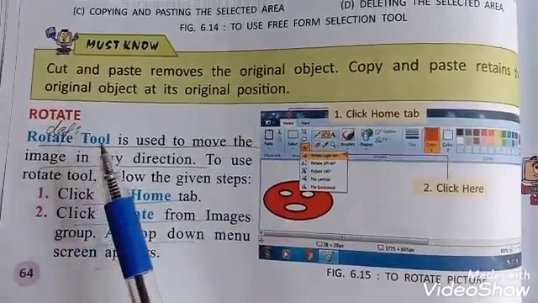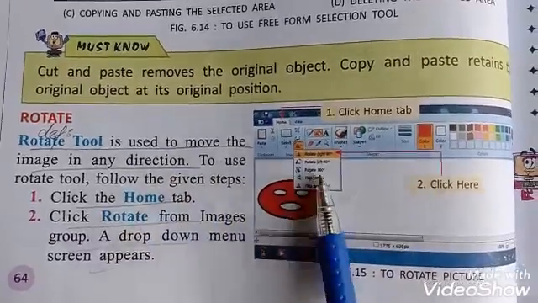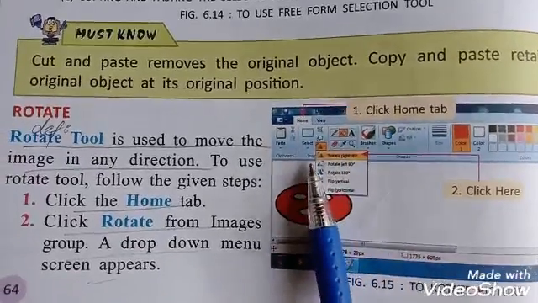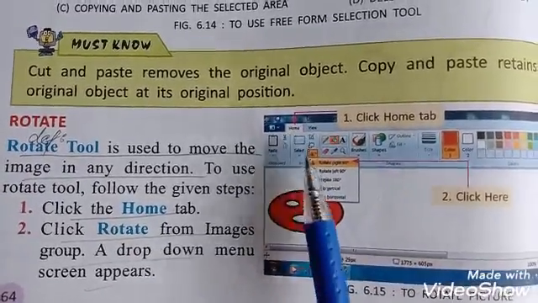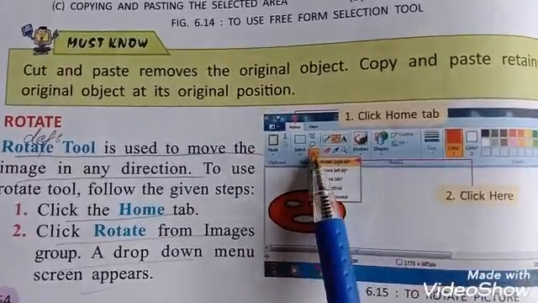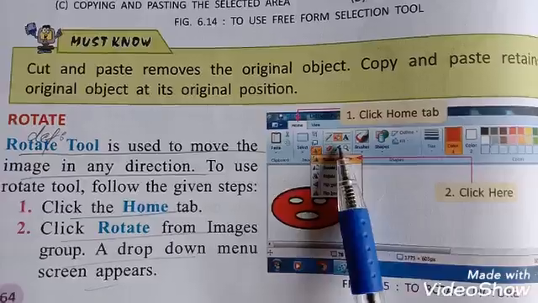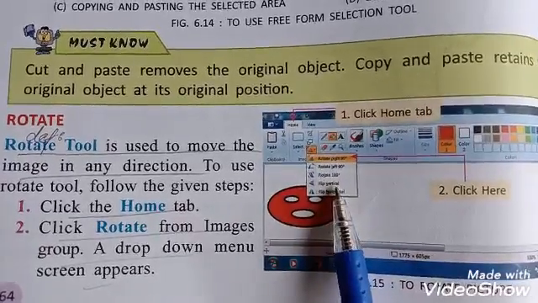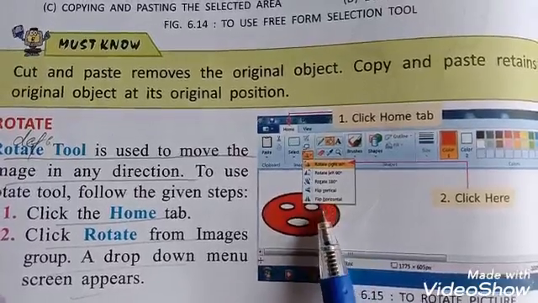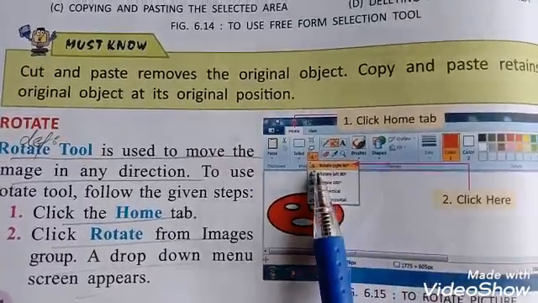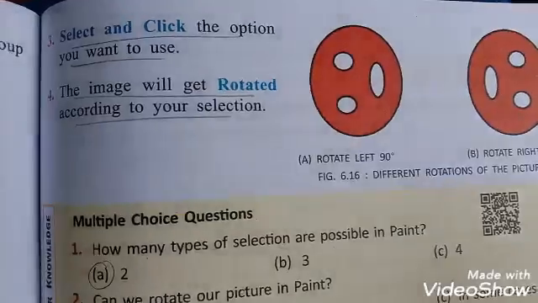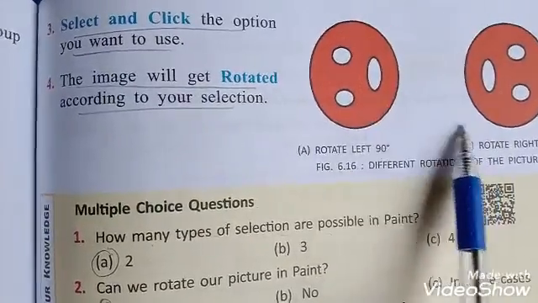Rotate. Rotate tool is used to move the image in any direction. To use the rotate option, follow the given steps. First step is click Home tab on the ribbon. Click Rotate from Image group. When we click Rotate option, a list of options appears: rotate right 90, rotate left 90, rotate 180, flip vertical, flip horizontal. Select and click the option you want to use, and the image will get rotated according to your selection.